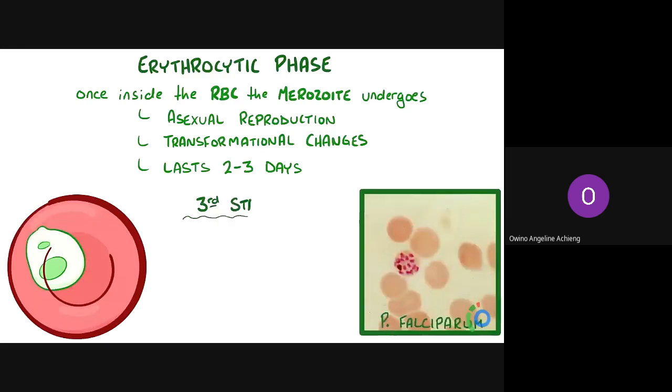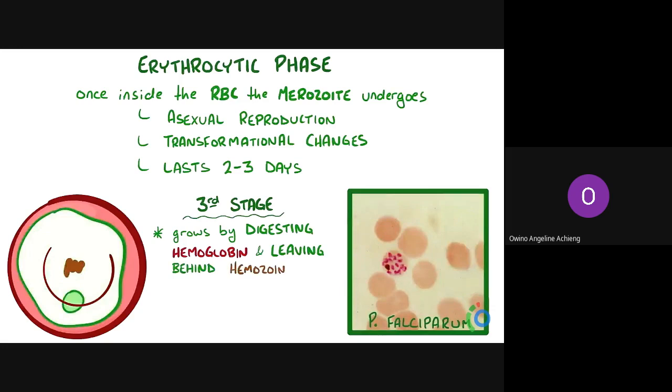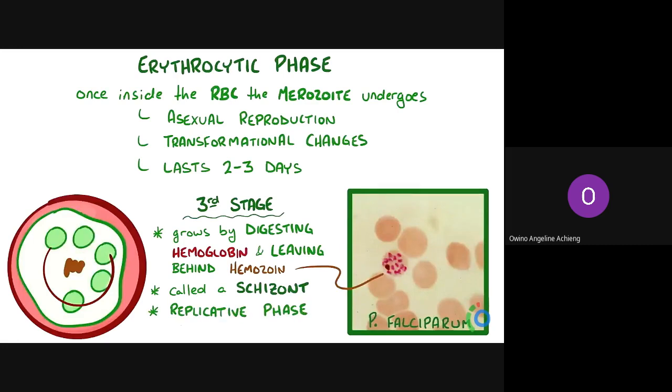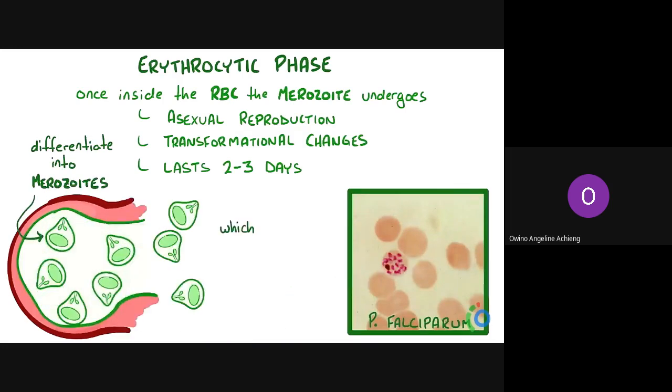In the third and final stage, the parasite grows some more by digesting hemoglobin and leaves behind hemozoin, which under a microscope looks a little like a brown feces smudge on a red blood cell. And at this point, the parasite's called a schizont. This is the actual replicative phase, in which the parasite undergoes mitosis and differentiates into lots of merozoites, which can get released into the blood.